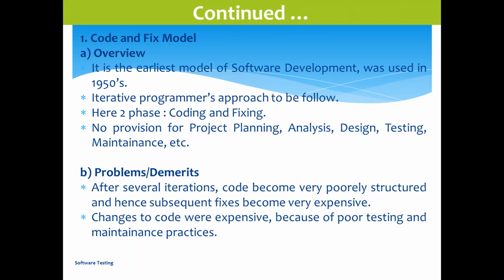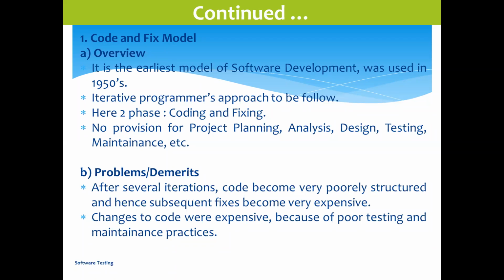In this code and fix model, it is the earliest model. It is the first model developed in the IT industry, the software department. In software development, this is the first model, started in 1950. Now how many years? 50 plus 20, 70 years before this started. At that time, software was not there and projects were not happening, very rare, just started. That's why nobody was taking it seriously.